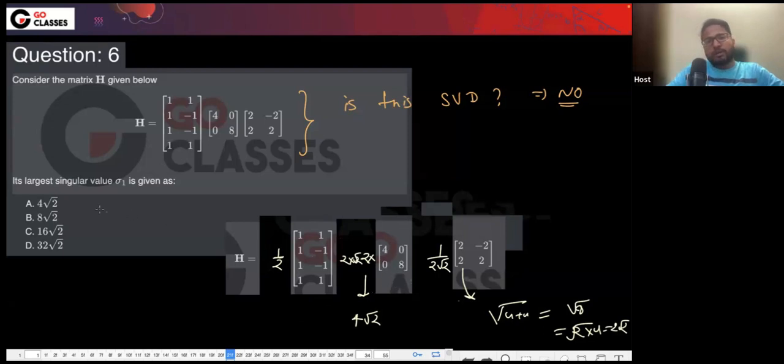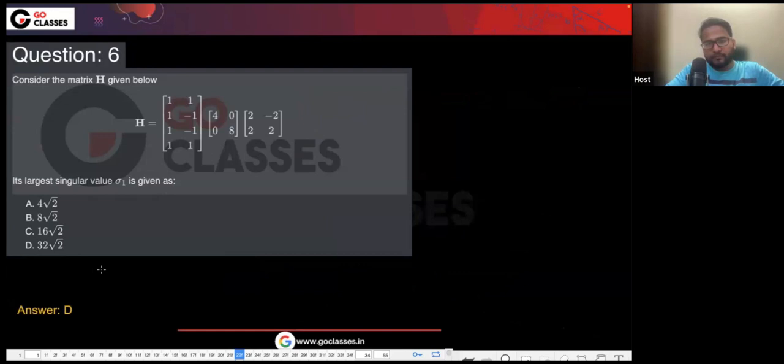So what is the largest singular value? 32. Okay. Generally we keep them in the decreasing order, but it's not a very hard and fast rule. I will prefer if they keep it in the decreasing order. So you always take it in the decreasing order only. Okay. So basically 32 root 2 should be the answer.